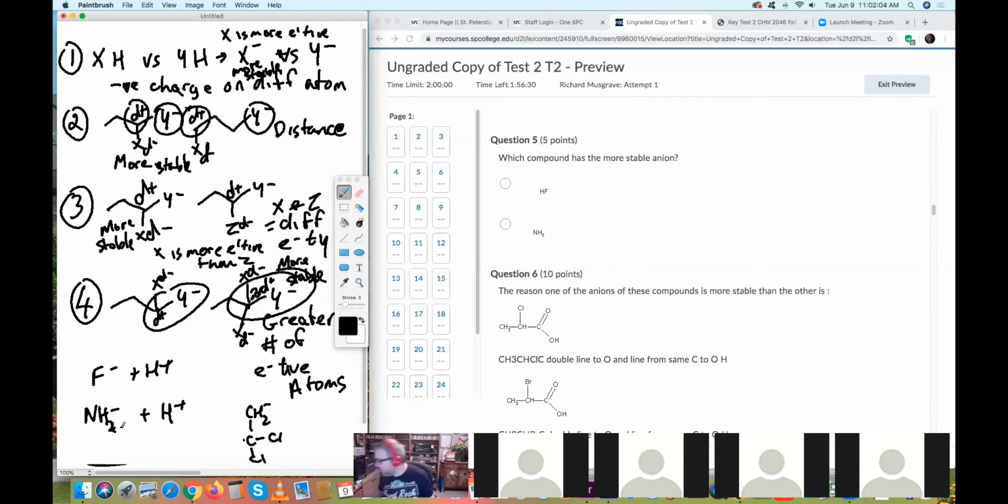So it's asking which one has the more stable anion. The one that has the more stable anion will be the one that's more electronegative. And out of F and N, F is more electronegative. So the top one would have the more stable anion. It's all based on electronegativity. So just out of curiosity, does anybody know what scenario we're dealing with in number 5? Anybody want to guess?